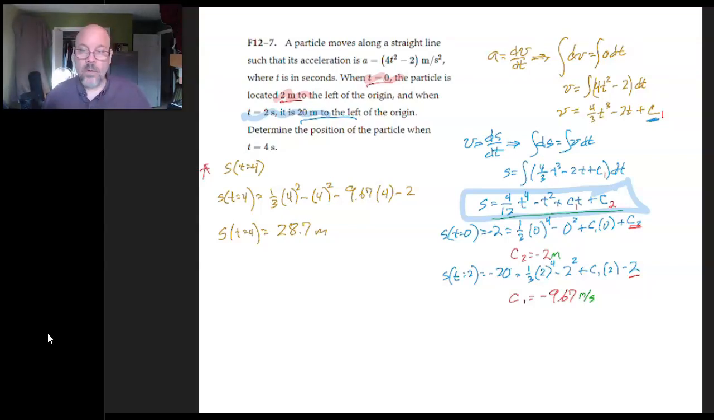All right, anyway. So there you go. You'll learn more, like I said, more about integration by parts later on.